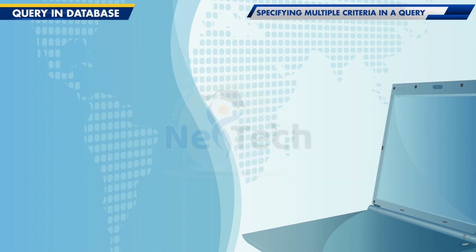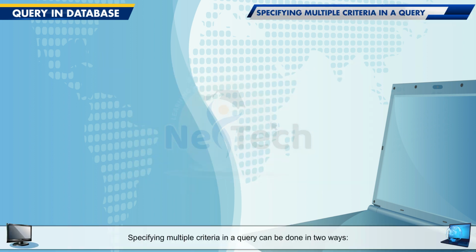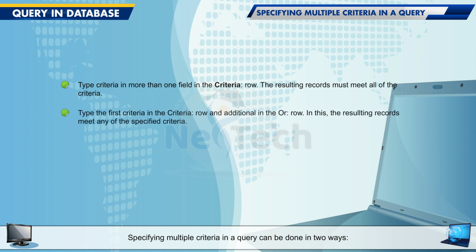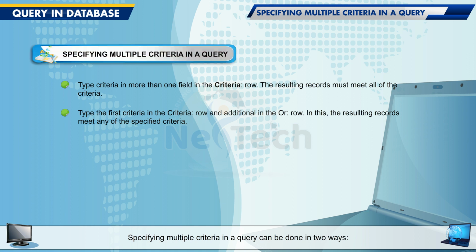Specifying multiple criteria in a query. Specifying multiple criteria in a query can be done in two ways. Type criteria in more than one field in the criteria row. The resulting records must meet all of the criteria. Type the first criteria in the criteria row and additional criteria in the Or row. In this, the resulting records meet any of the specified criteria.